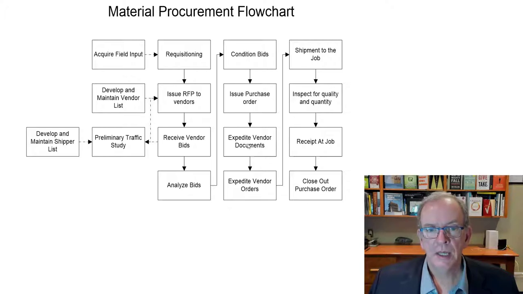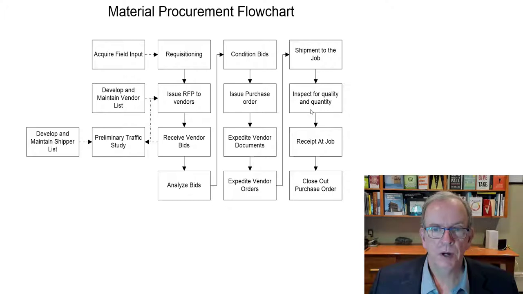So basically, the order is now being shipped to the job. If it has to be put together with the supplier, they do that, and then they ship it to the job. Of course, when you receive it at the job, you want to sign off on it. You want to make sure it's not damaged, and that you got the right quantity. Don't just sign for things without checking them.